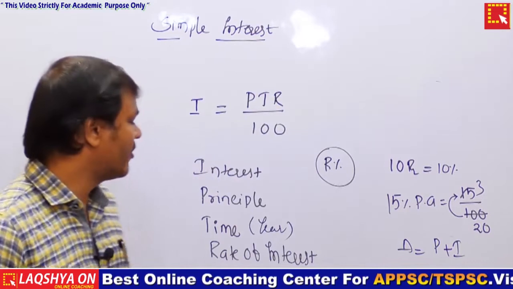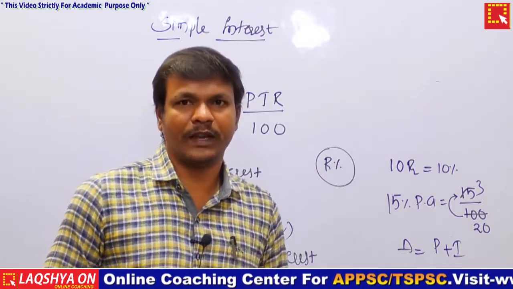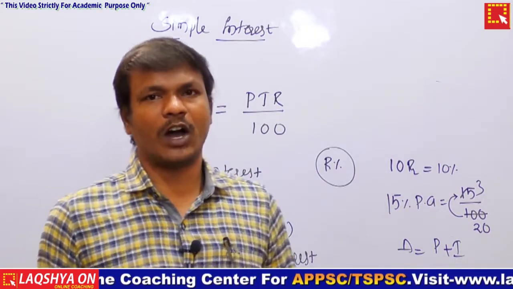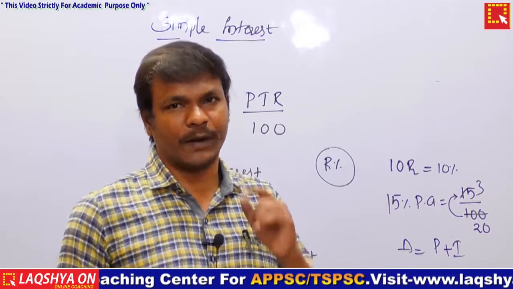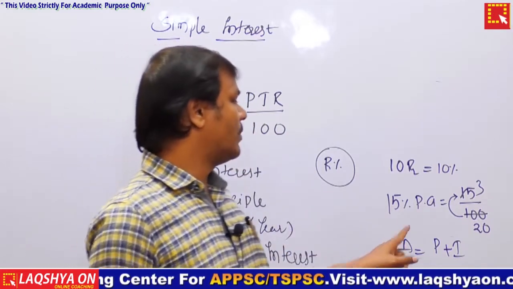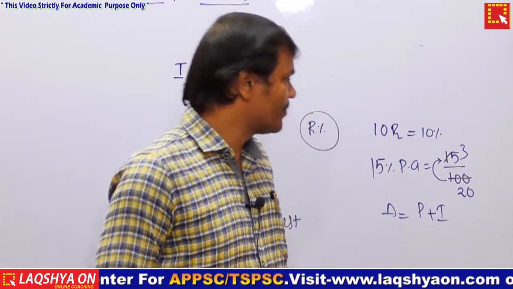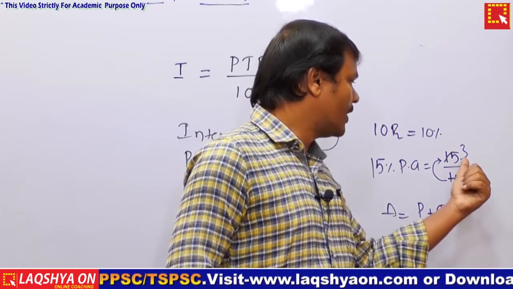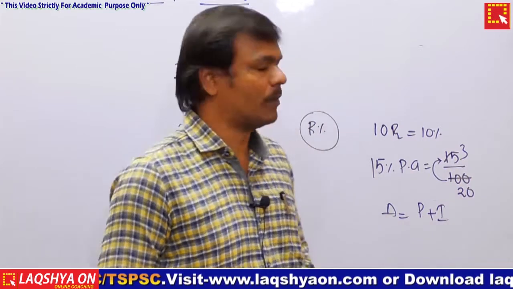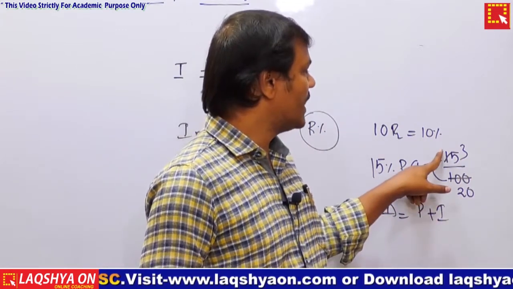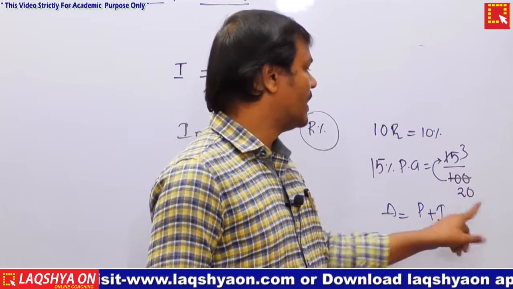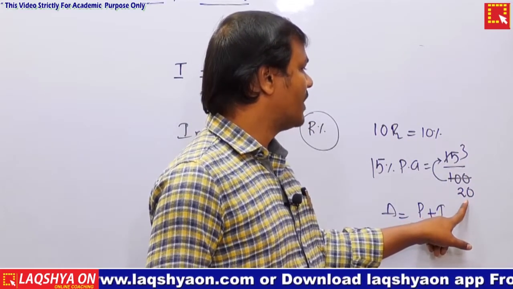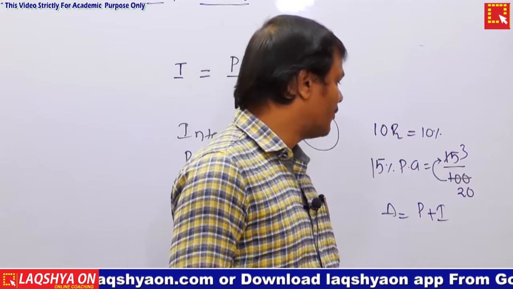What is meant by rate of interest? The rate of interest means how much interest we pay on 100 rupees of principal for 1 year. For example, 15% per annum means every year we pay 15 rupees on the 100 rupees we borrowed. That is 3 by 20: on 20 parts of principal we pay interest of 3 rupees.